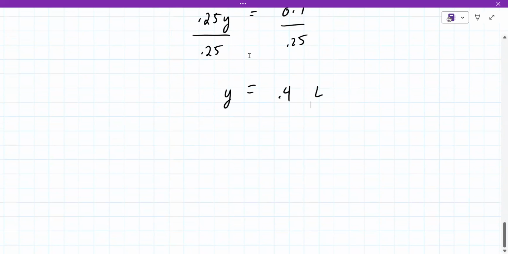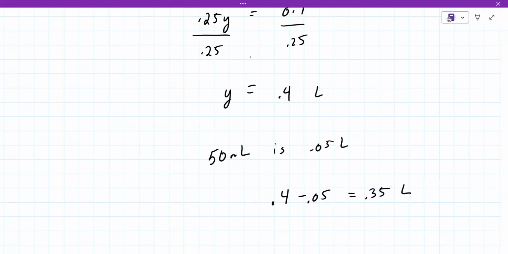And I think the hardest part is the conversion. Like 50 milliliters is 0.05 liters. So you take that 0.4 and subtract the 0.05. You need to add in 0.35 liters. And that could be a little bit awkward because you typically think of volumes as being whole numbers. So you can convert that back to milliliters. To do that, you say, okay, in 1 liter, there are 1,000 milliliters. So your answer is 350 milliliters.